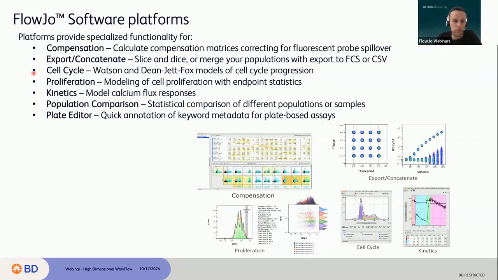On top of the basics of FlowJo, we also have some platforms. We have the compensation platform to do your compensation or your mixing. We have the export concatenate platform, so it'll allow you to slice or dice your different populations and export that to a new FCS file. Then we have the biological platforms, which are the cell cycling, the proliferation, the kinetics, the population comparison. And the last platform is the plate editor that allows you to quickly annotate your data, adding metacluster if you're running your samples in plate.